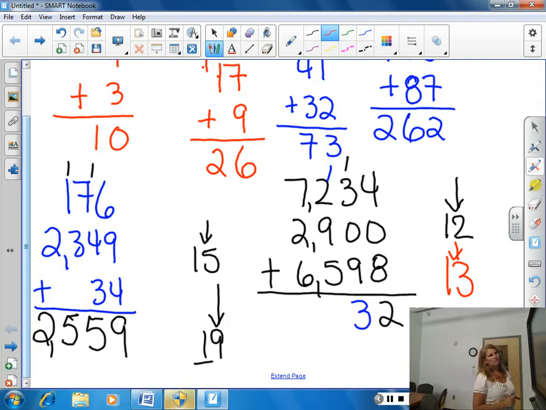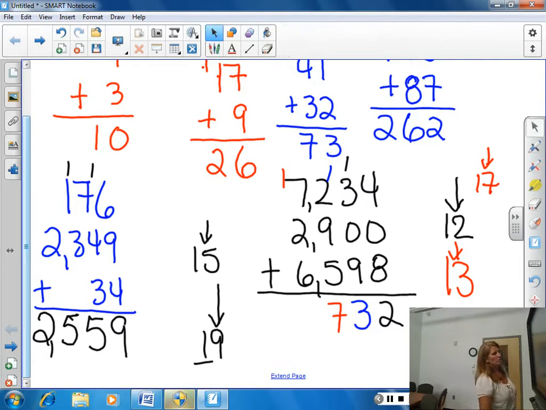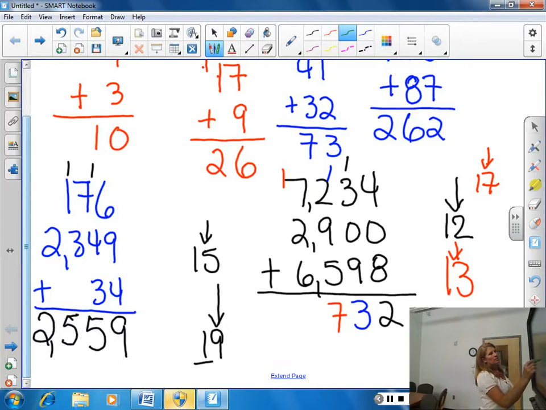Then you're going to add up the next column. 2 and 9 is 11, plus 5 is 16, plus 1 more is 17. Carry that. We got 17. We wrote down the 7, and we carried the 1. And then we're going to do the last one. 7 and 2 is 9, plus 6 is 15, plus 1 is 16. I have 16. I don't have anywhere to carry that 1, so I'm just going to write 16 down. Then it just stays that way, 16,732.